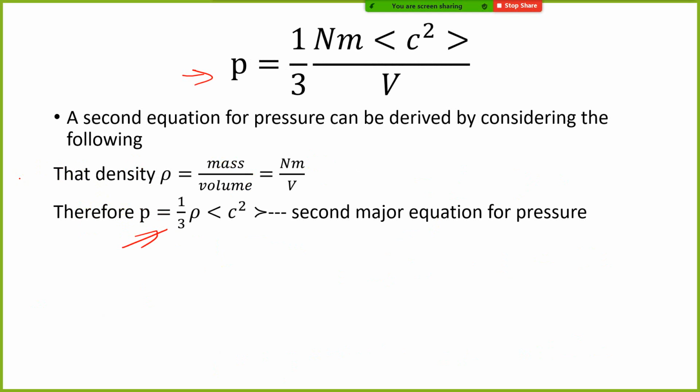But there's a second equation that we can bring in here, and if you check your syllabus, you will see it as well. This is the second equation: P is equal to 1/3 times the density times the mean square speed. This is another equation that you can be asked to use from time to time to find the pressure, providing that you know the density and the mean square speed.